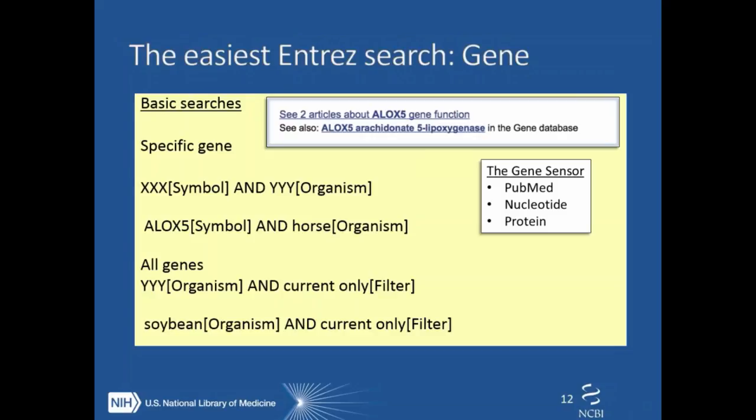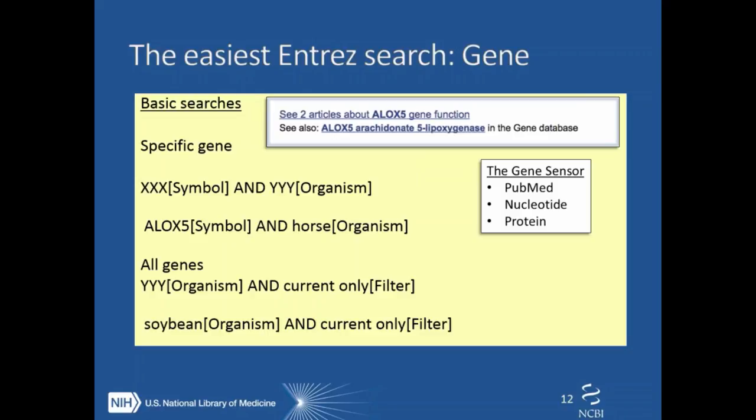Gene is useful for lots of different reasons. One of the things that's really good about it is it's very simple to search. You can search for a specific gene with a very simple query with the symbol and the organism name. For example, there's a way of finding 5-lipoxygenase for horse. Or you can get all the genes for a particular organism just by making sure you have the current-only filter. That's on by default in the web anyway.